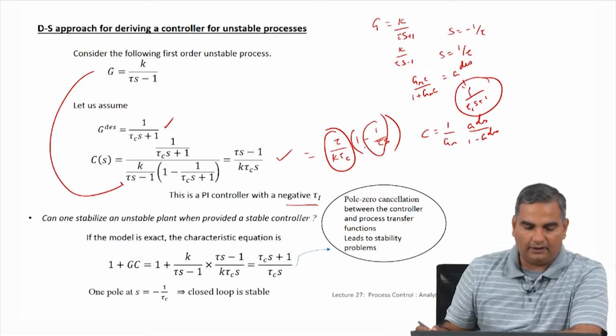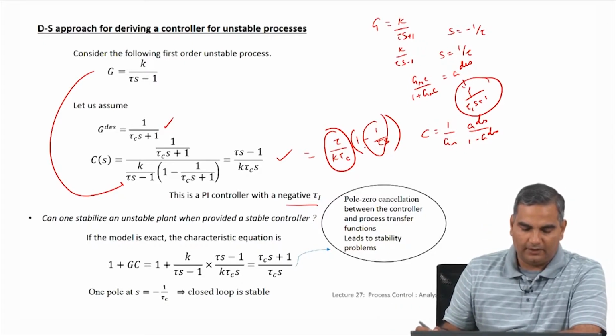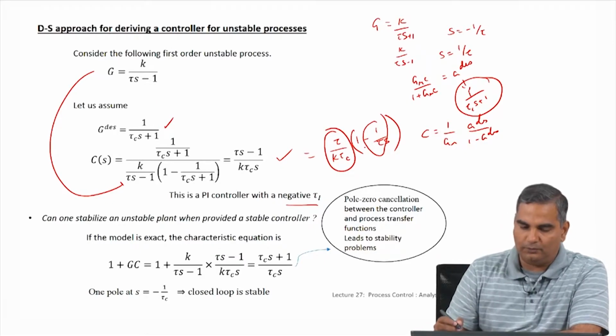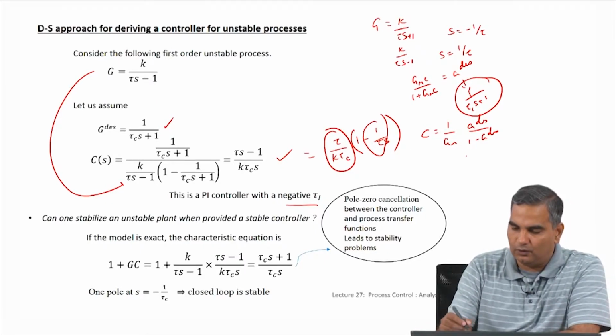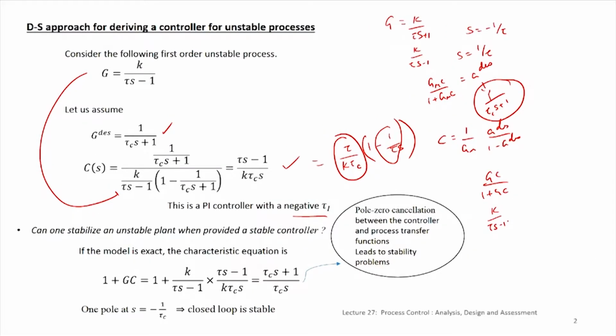The thing that you also want to notice here is when we do this closed loop, which is GC by 1 plus GC, now G is K over tau S minus 1, C we have computed as tau S minus 1 divided by K tau CS, and 1 plus G is again K over tau S minus 1 times tau S minus 1 over K tau CS. So when I do this closed loop computation, of course, this is going to turn out to be 1 over tau CS plus 1 because this is how we have designed the controller, but nonetheless I just want you to notice something.